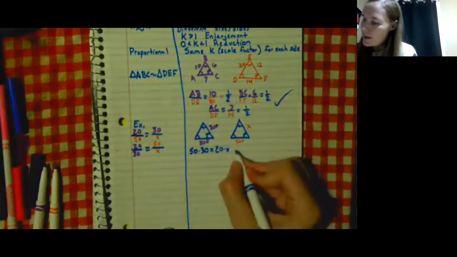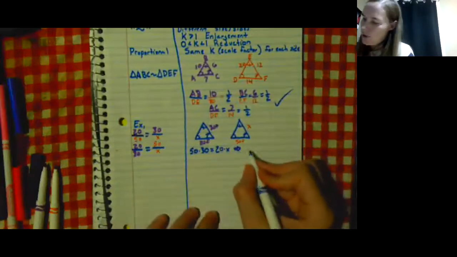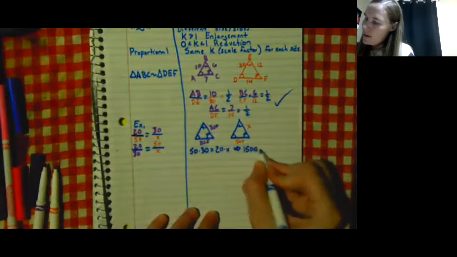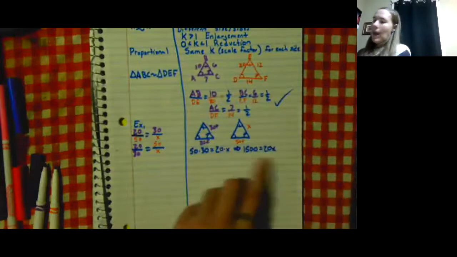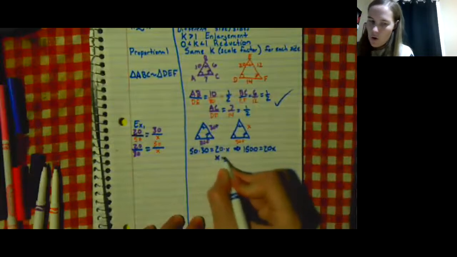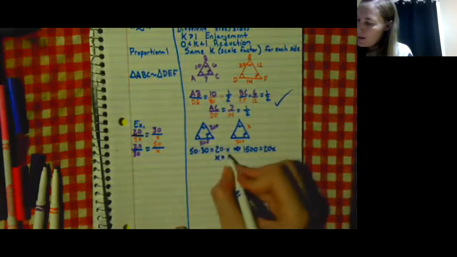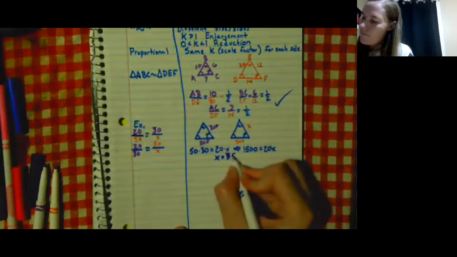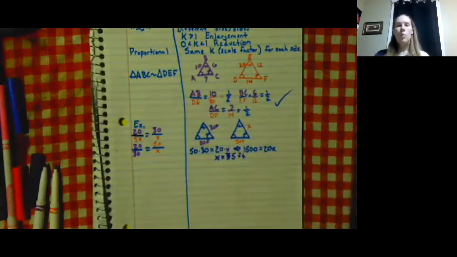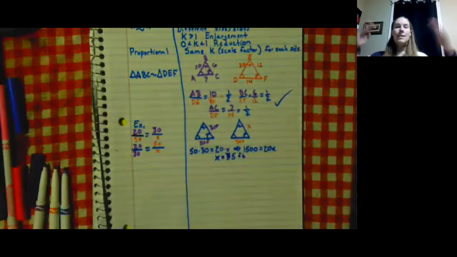All right, I'm going to solve this. 50 times 30 would give me 1,500 equals 20X. Then I need to divide each side by 20. So my X would be, hold on, 75. 75 feet, because those were our units. So you can figure out what is missing just by setting up a proportion. We're going to try another one now.